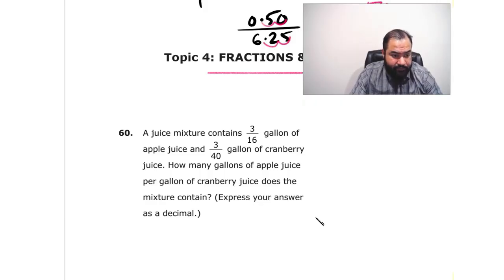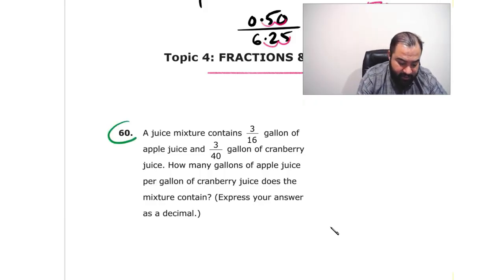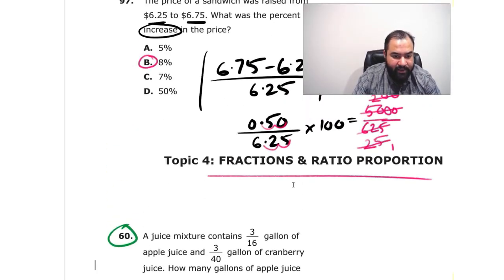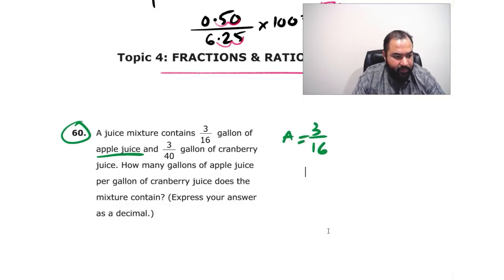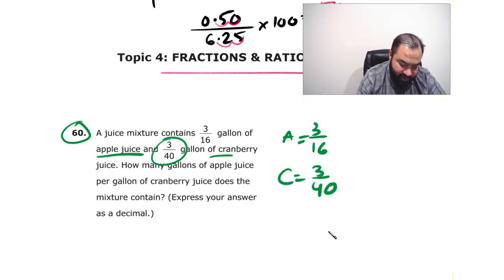Okay, now here, let's do the question. They said a juice mixture contains 3 over 16. So we're dealing with fractions and ratio proportion together, right? A juice contains 3/16 gallon of apple juice. So apple, we have 3 over 16. All right, that's the apple. And cranberry, we have 3 over 40, where cranberry is 3/40 gallons.